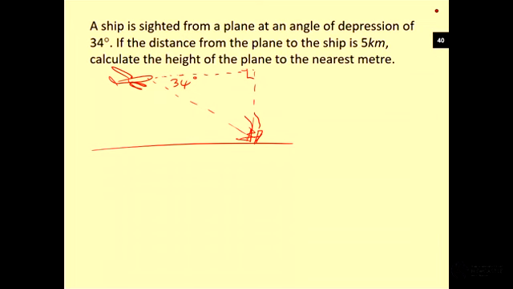I've got to know one more thing, and I've got to have one question. There's three things in every trig thing. If the distance from the plane to the ship is 5 kilometres, is that the hypotenuse, or sideways, or vertically? It's just the hypotenuse. The distance from the plane to the ship is absolutely this. We do have the hypotenuse in this question. It's 5 kilometres between the plane and the ship. Calculate the height of the plane to the nearest metre.